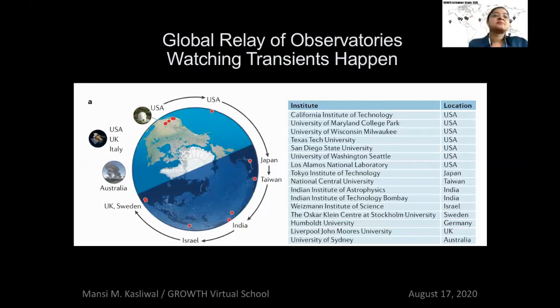So Growth is a partnership in international research and education. This is a special program under the National Science Foundation. And we have 16 partner institutions in 8 different countries that you see listed here.